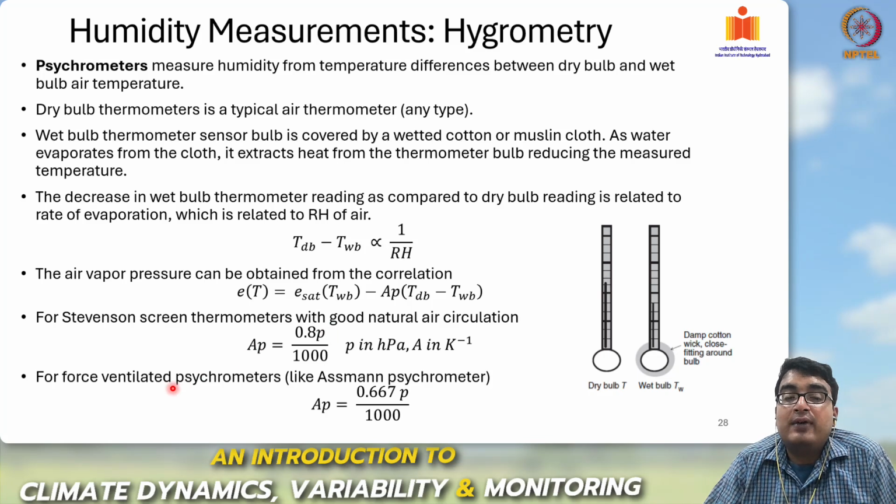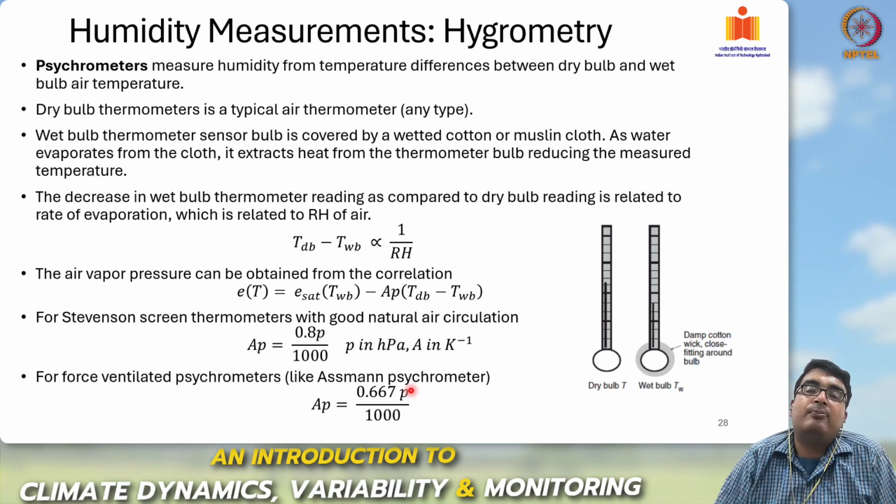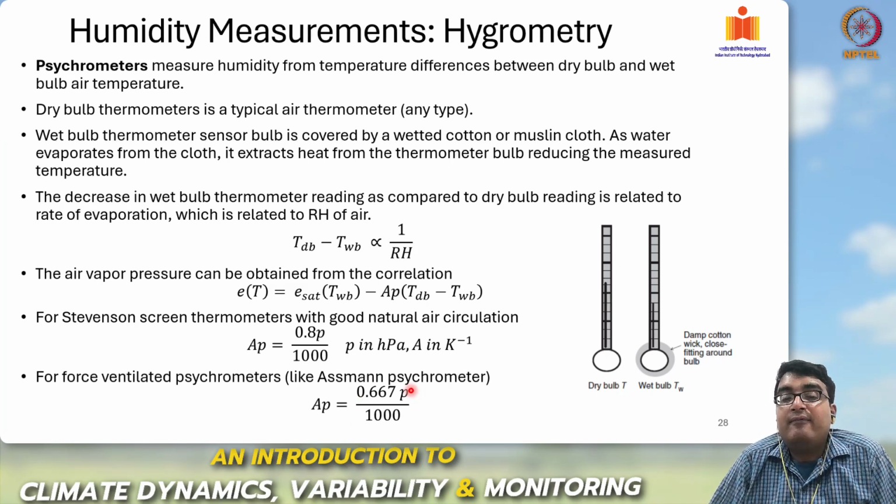For force ventilated psychrometers, a common example is the Assmann psychrometer we will see in the next slide. Here we have a forced ventilation system. The A is 0.667 into 10 to the power minus 3. So different wet bulb thermometer types will have different A factors, but using that we can evaluate the vapor pressure of air at the measured dry bulb temperature value.